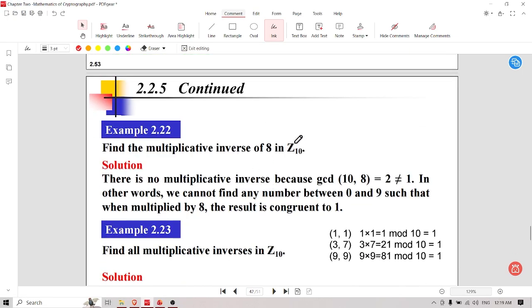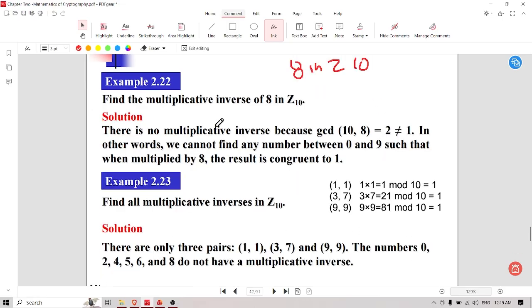Now, do we have a multiplicative inverse of 8 in Z10? The solution is that there's no multiplicative inverse, because the GCD of 10 and 8 is equal to 2, not 1. So at this time, it means that 8 has no multiplicative inverse. Why? Because the GCD of 10 and 8 is equal to 2, not 1. If it was equal to 1, then yes, we had no problem.